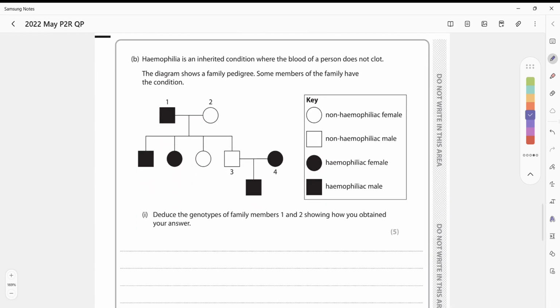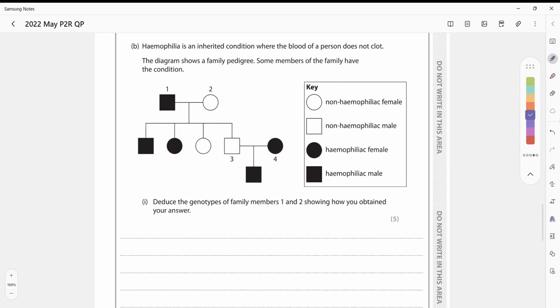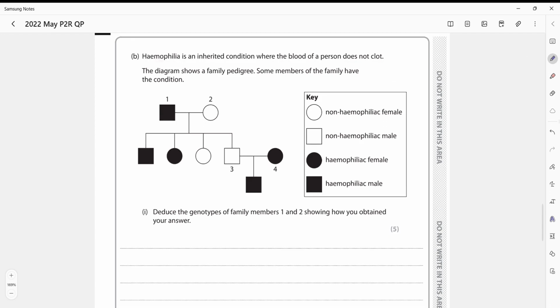Okay, let's move on to part B. Hemophilia is an inherited condition where the blood of a person does not clot. The diagram shows the family pedigree. Some members of the family have the condition. Deduce the genotypes of family members 1 and 2, showing how you obtained your answer.